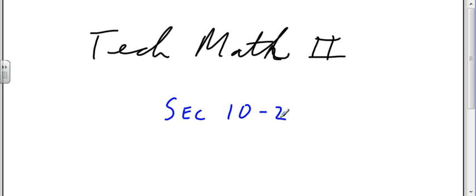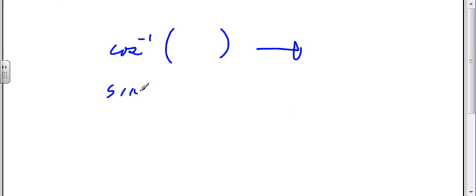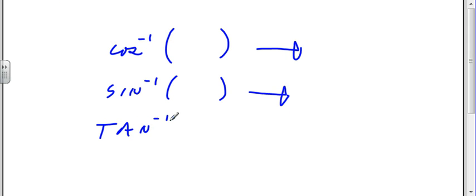Okay, so we're in section 10-2. The issue is if I take the cosine of something, if I take the arc cosine of something on my calculator, what am I going to get? And if I take the arc sine of something, what is it that I'm going to get? And if I take the arctangent of something, what is my calculator going to give me?